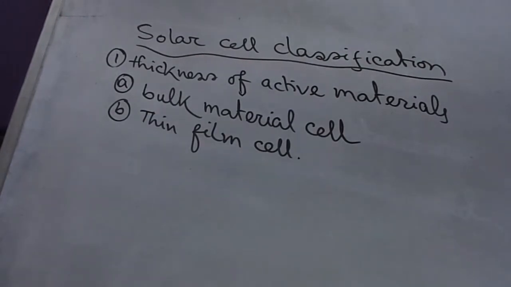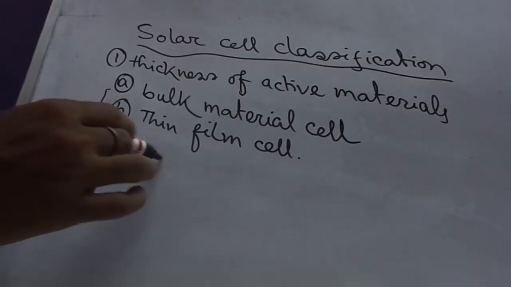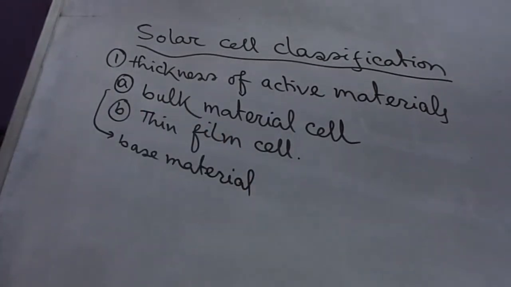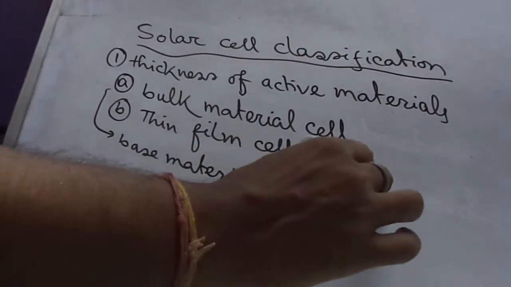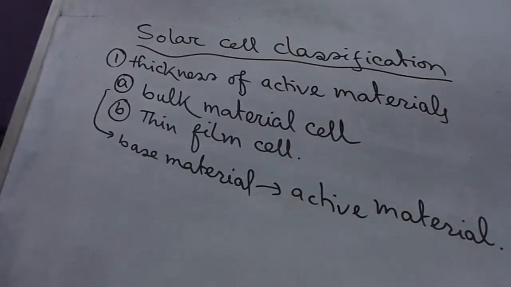In a bulk material cell, the base material is itself an active material.